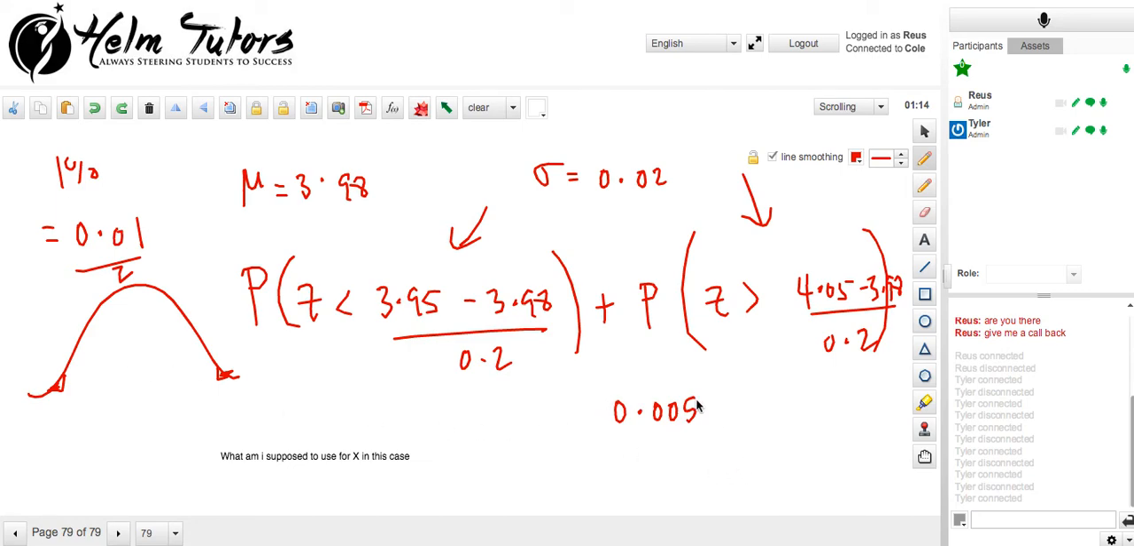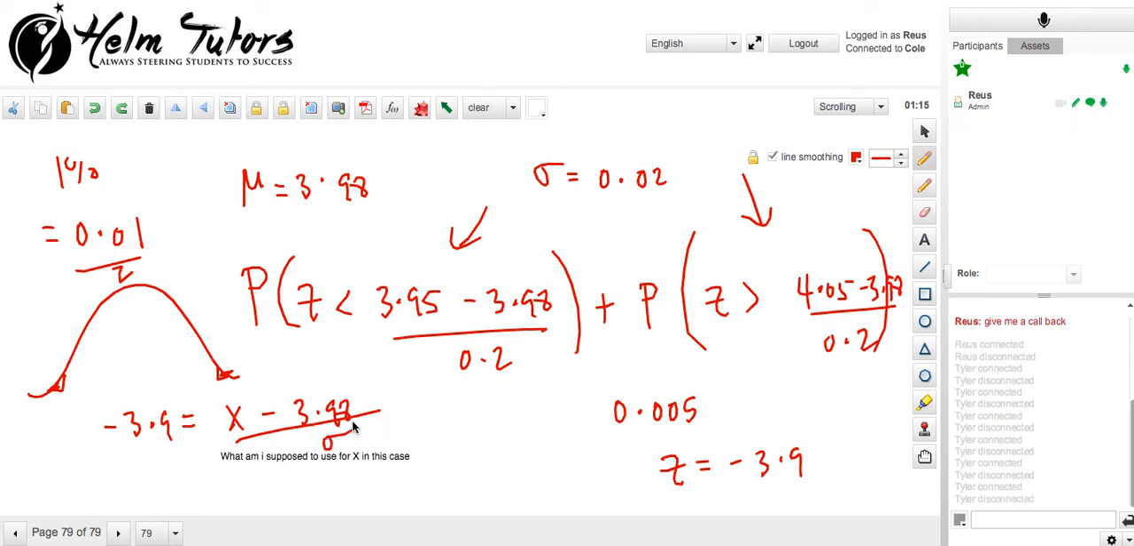So I looked up the z value for that, and the z value was negative 3.9. If you use this z value, then the equation you'd write is negative 3.9 is equal to x minus mu, where mu is kept the same, 3.98, over the standard deviation, which is unknown. You are after the standard deviation here. But notice that in this equation there are two unknowns, x and the standard deviation.